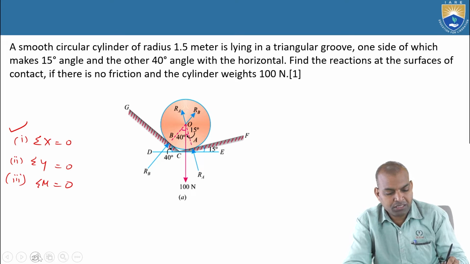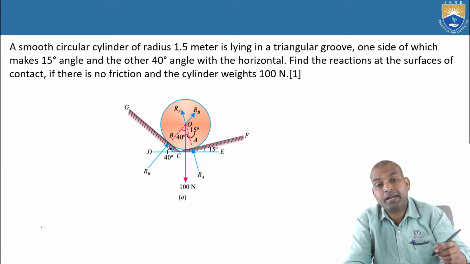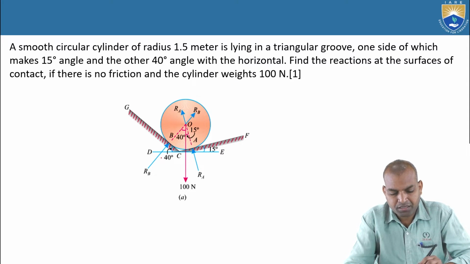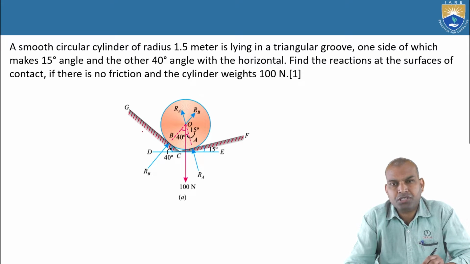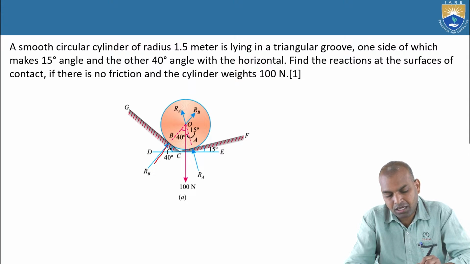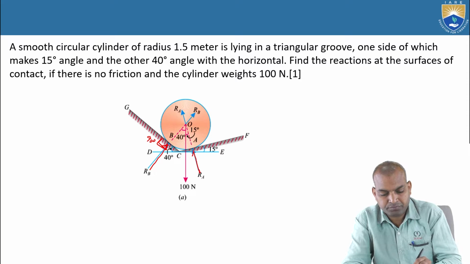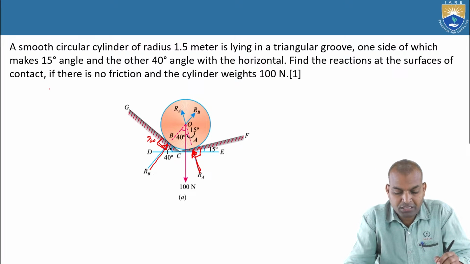Now one more important point is that by using these conditions, we are going to find the reactions, the contact forces. Here in this figure, 40 degrees is acting on the plane GC, and CF has a 15 degree inclination. The reaction is always normal to the contact surface. This RA, this RB is at 90 degrees, normal to the contact surface GC. Similarly, CF is the normal, at 90 degrees to the contact surface.